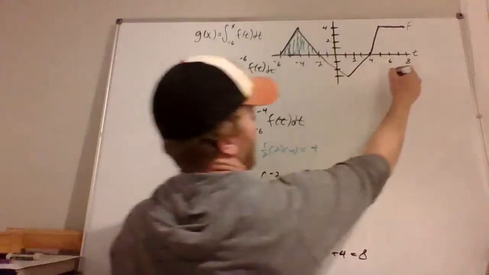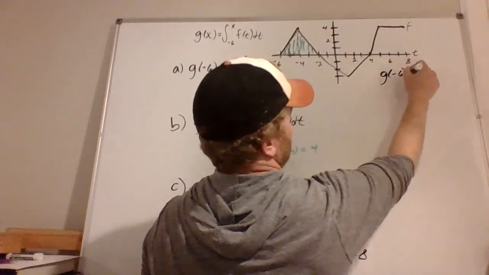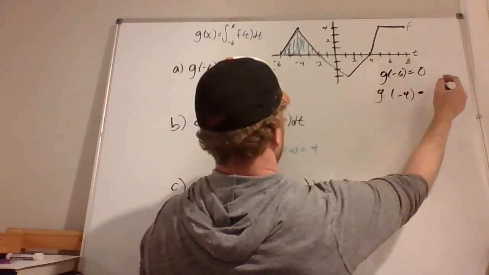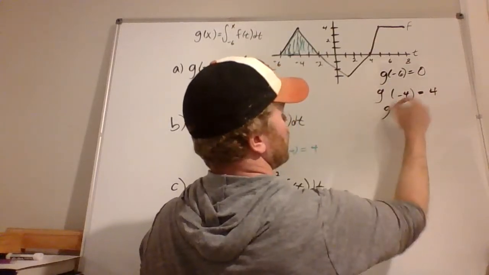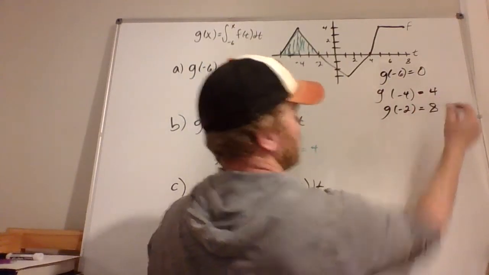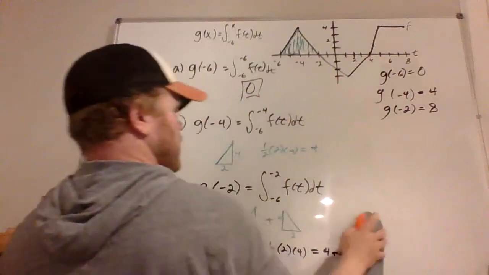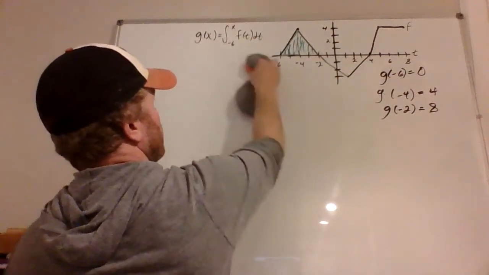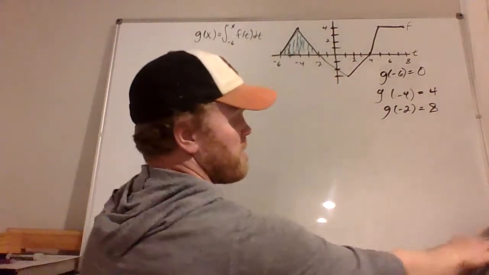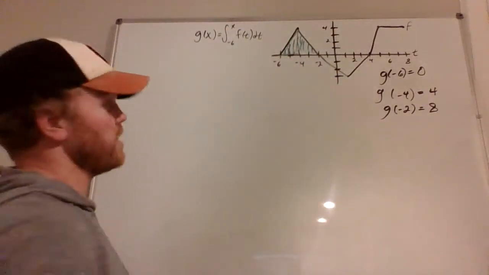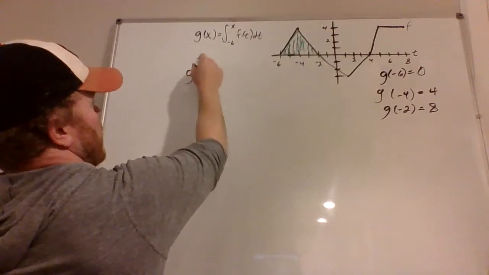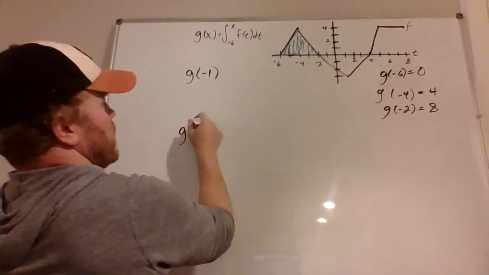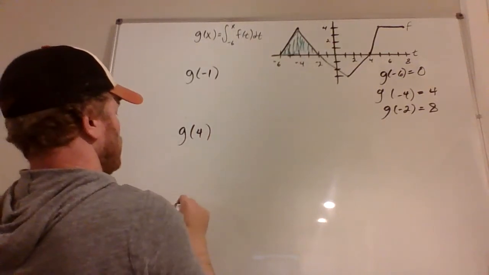So far, here's what we've got. G of -6 is 0, g of -4 is 4, and g of -2 is 8. Now I ask you to find 3 more spots, so let's find those 3 more spots. I ask you to find g of -1, g of 4, and g of 8.